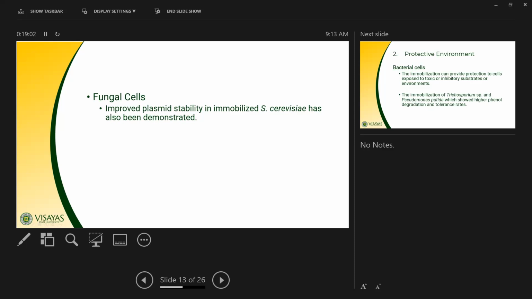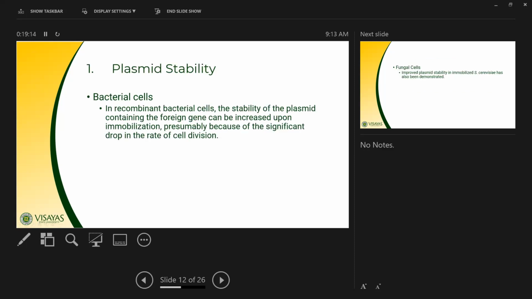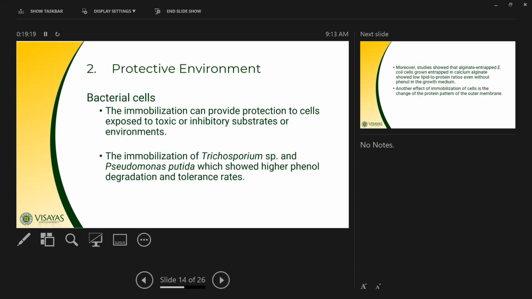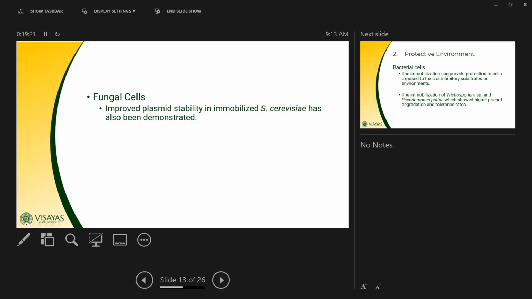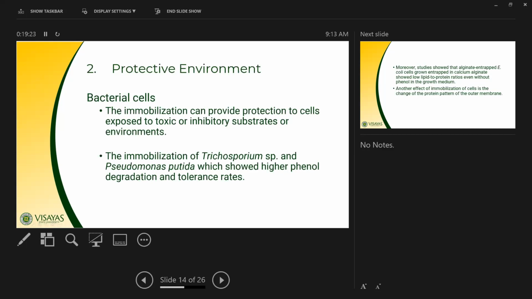Okay. How about the fungal cells? Improved plasmid stability in immobilized Saccharomyces cerevisiae has also been demonstrated. So meaning, I think they have the same effect, that it increases the stability of the plasmid. Okay? How about the protective environment? What do you mean by protective environment?